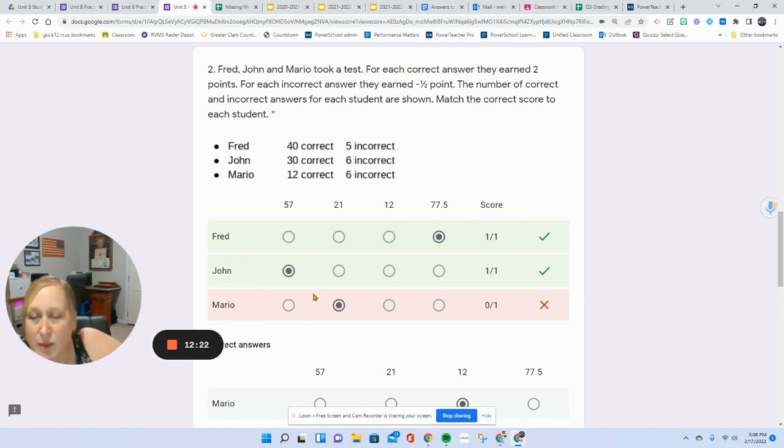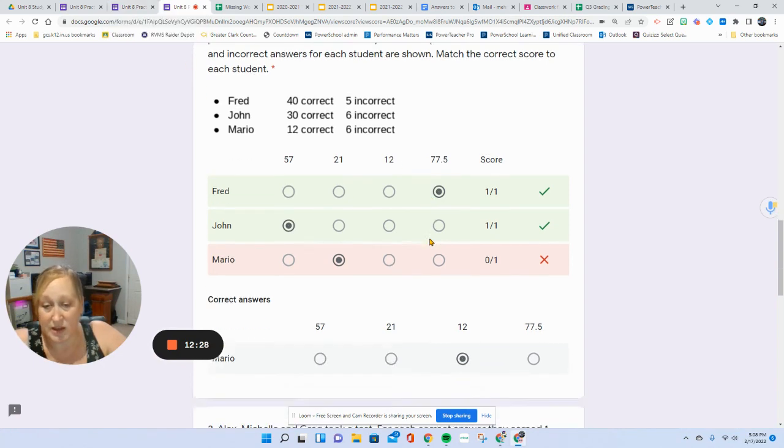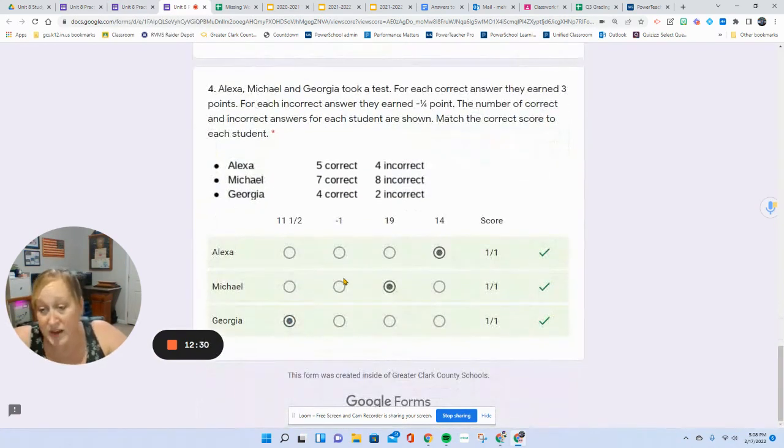24 minus 3. Okay, I'm going to have to edit this one. So I know that 21 is correct. I've just got to make a correction in mine. So you guys should have perfect if you followed my answers.